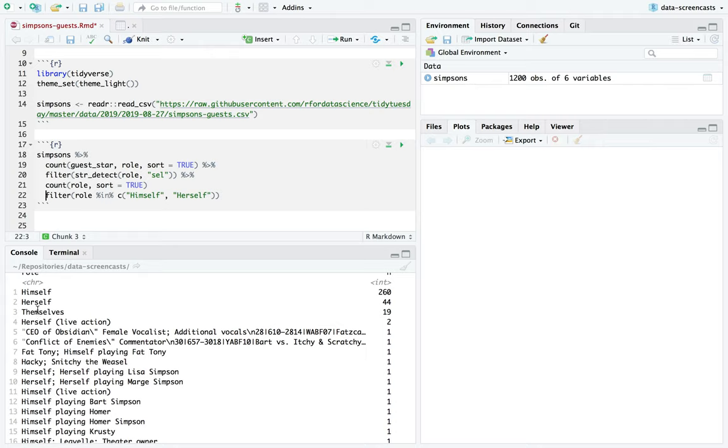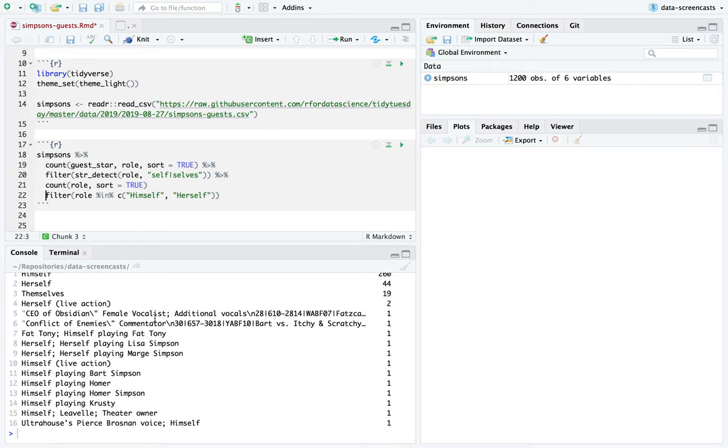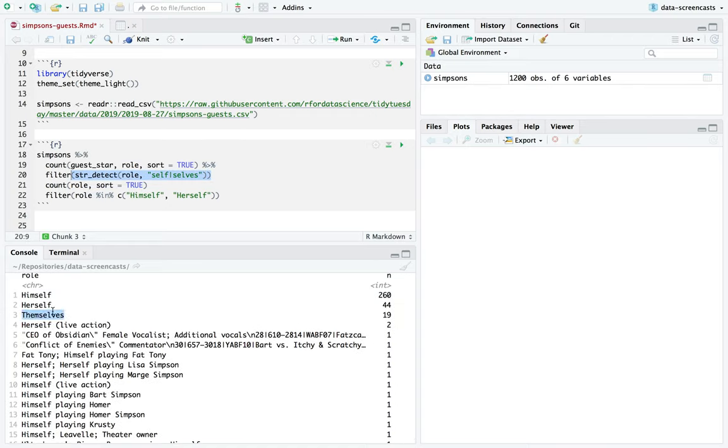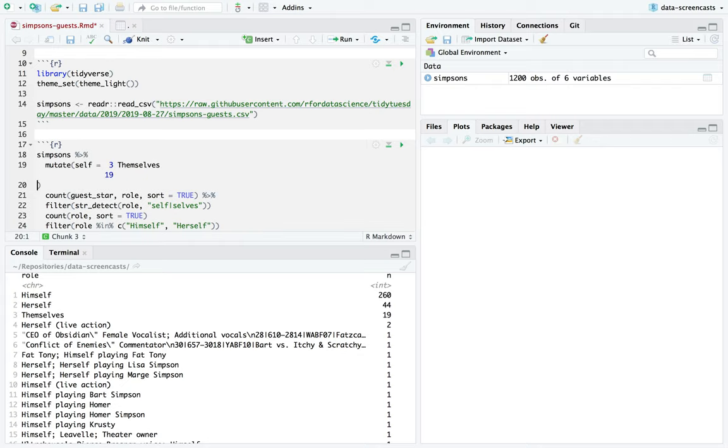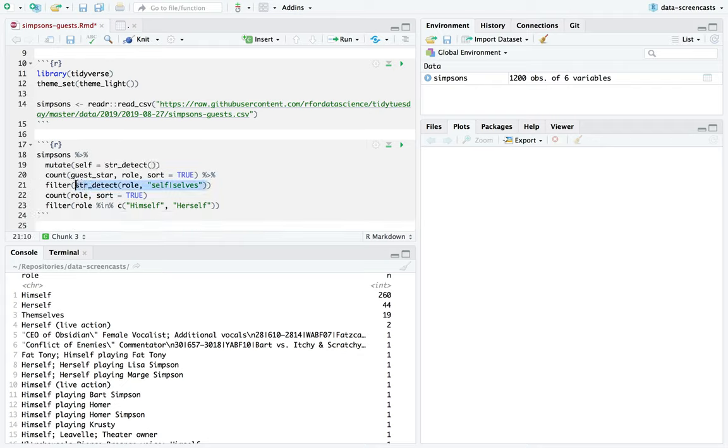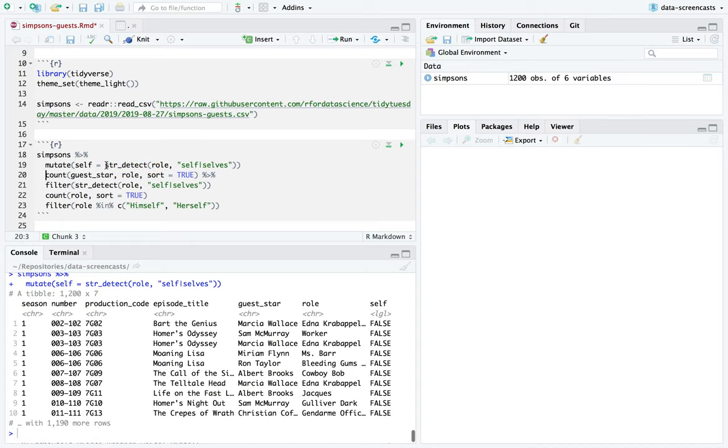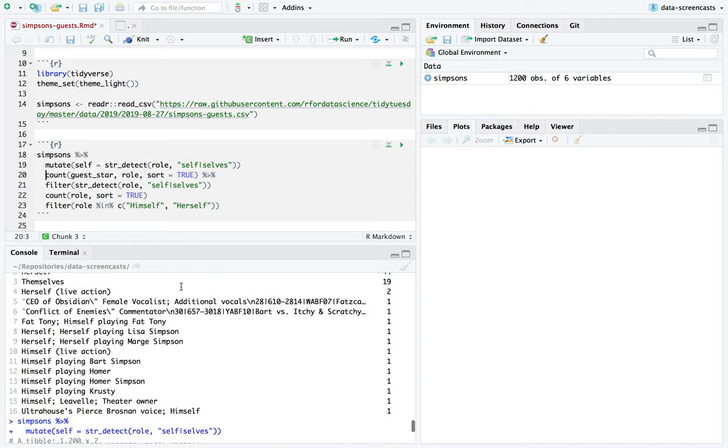Generally, if it has the word self or selves, I'm going to count it as themselves. Notice I was doing this because I want to make sure I included 19 cases where something like a band or a group played themselves. So I'm going to mutate self as str_detect role if it includes the word self or selves, including if it's like themselves playing someone, and so on. I'm including that. Why do I do that? Because I might want to filter for it, and in fact add that as a cleaning step to the data.